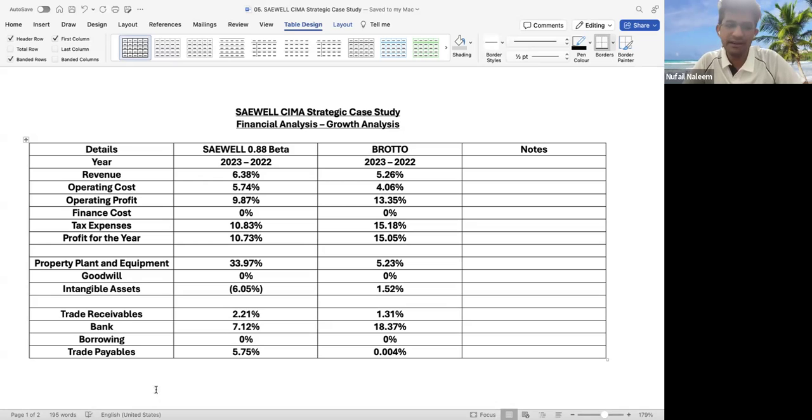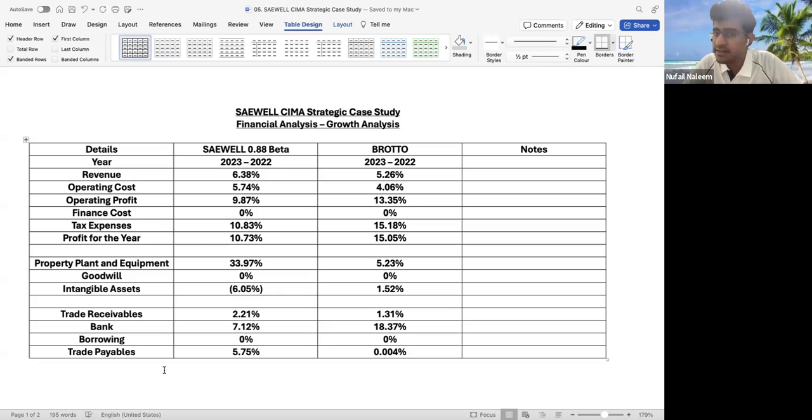So students, today we are going to do the financial analysis. In the previous class, we went through the strategic analysis and understood how this industry works. What are the strengths and weaknesses in this industry? What are the opportunities and threats? And we conditioned our mind more into a strategic level aspect of thinking.